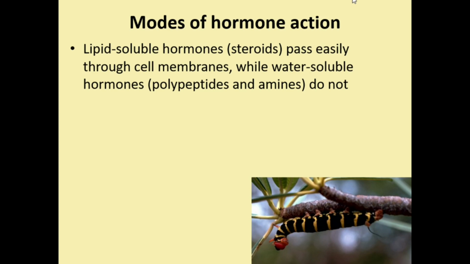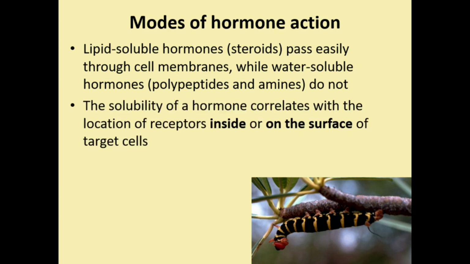Hopefully you've had a second to think about that. Let's see if you've got the answer right. Well, the solubility of a hormone will correlate with the location of receptors either inside or on the surface of the target cells. Hopefully you've worked out that if you've got a lipid-soluble hormone, so a steroid like testosterone or estrogen, well, it's more likely that the receptor for those hormones are going to be located inside the cell because the hormone can pass freely through the plasma membrane.